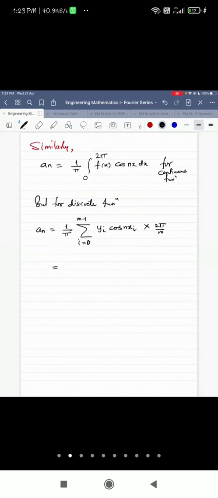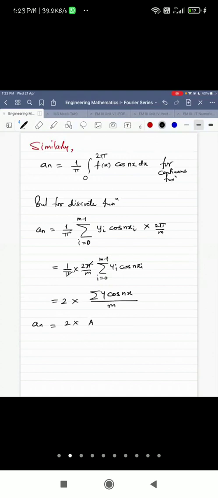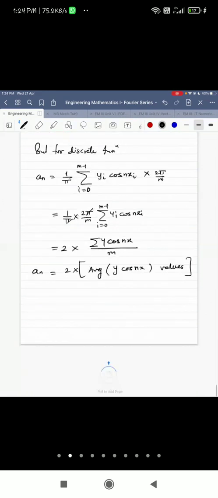So what does it give? It gives 1 upon pi, then 2 pi by m outside, and summation yi cos of n xi, with i from 0 to m minus 1. Pi gets cancelled, so it is 2 into summation. You can write it in short like this. It is understood that you are taking the sum over i, and it is summation y cos nx upon m. So the an formula is nothing but 2 into the average of y cos nx values, right?